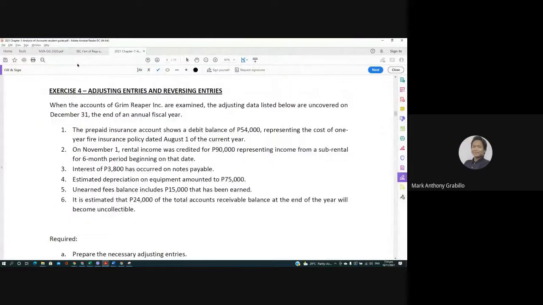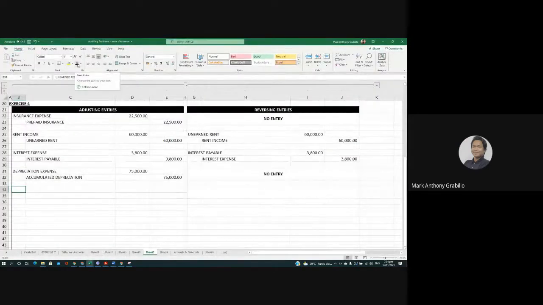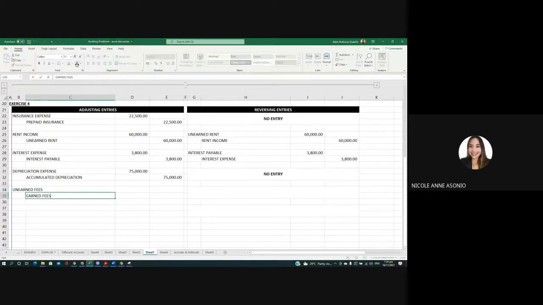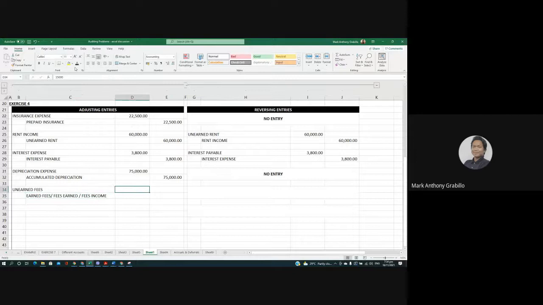And then, number 5, unearned fees balance. What will be your adjusting entry? Debit unearned fees and then credit fees earned or fees income. So, what will be the amount? 15,000 pesos. Kailangan ba ng reversing entry? Hindi po, kasi liability ang ginamit. That's correct.